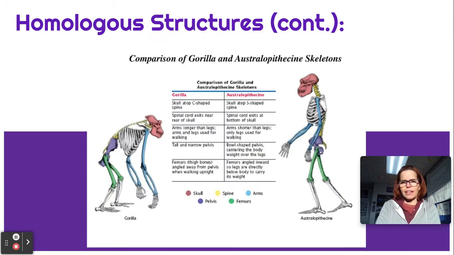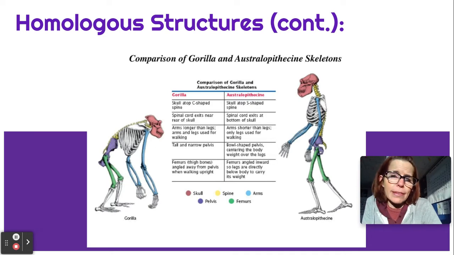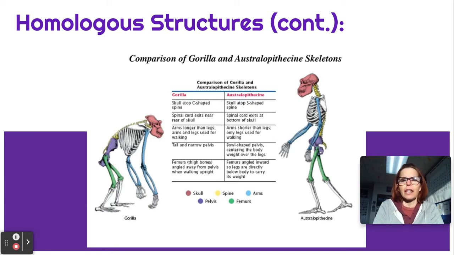All right, and then this page is comparing gorillas with an ancient, I don't want to call it a human because it's not a human. It's called an Australopithecine. So this is an organism that lived on Earth prior to Homo sapiens, which is what humans are. But they're highlighting here the homologous structures between the two. Just pointing out really quickly, you can tell that the organism on the right is not a Homo sapiens by the shape of the head.